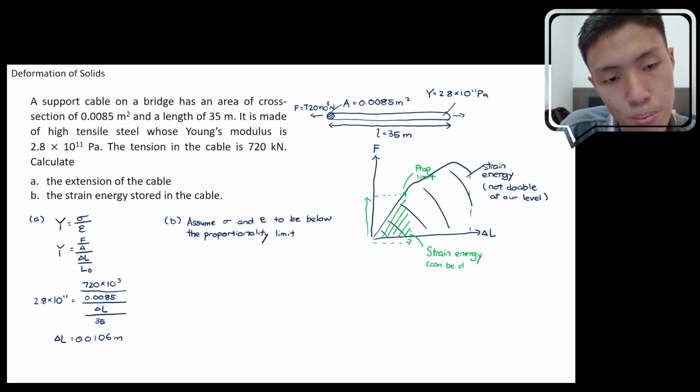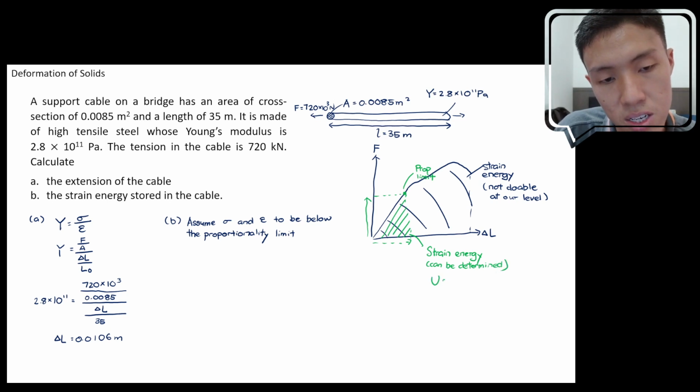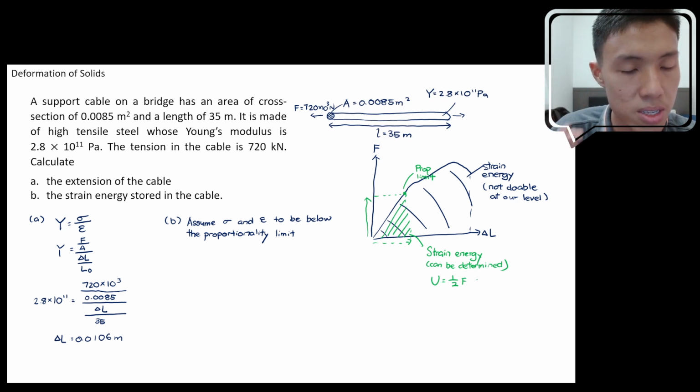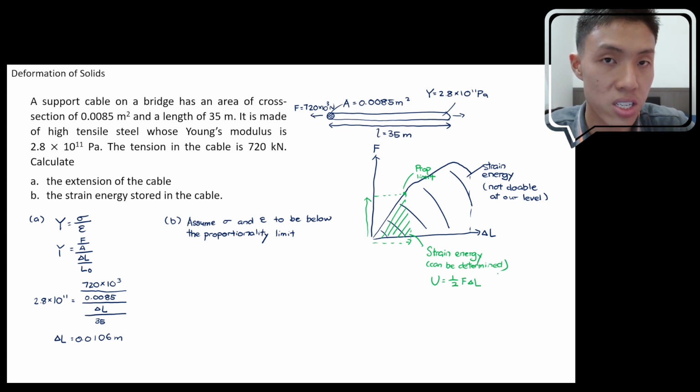And because it's a simple triangle, you know that determining its area is actually quite straightforward. So now you can determine the strain energy to be half times the height, which is the force experienced, times the width of the triangle, which is the extension. So this is just the equation for strain energy.